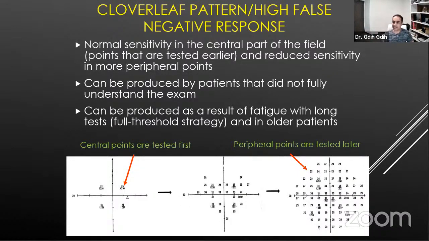So the peripheral points are being tested later in the test, and the central points are being tested early in the test. If a patient is attentive, so they call this clover leaf, a patient fell asleep at the end of the test. Because in the beginning, they were attentive and responding and everything is good. And then they're sitting in this quiet, dark room for at least 10 minutes doing this test. It's very boring. So what happens? They tend to fall asleep at the end.